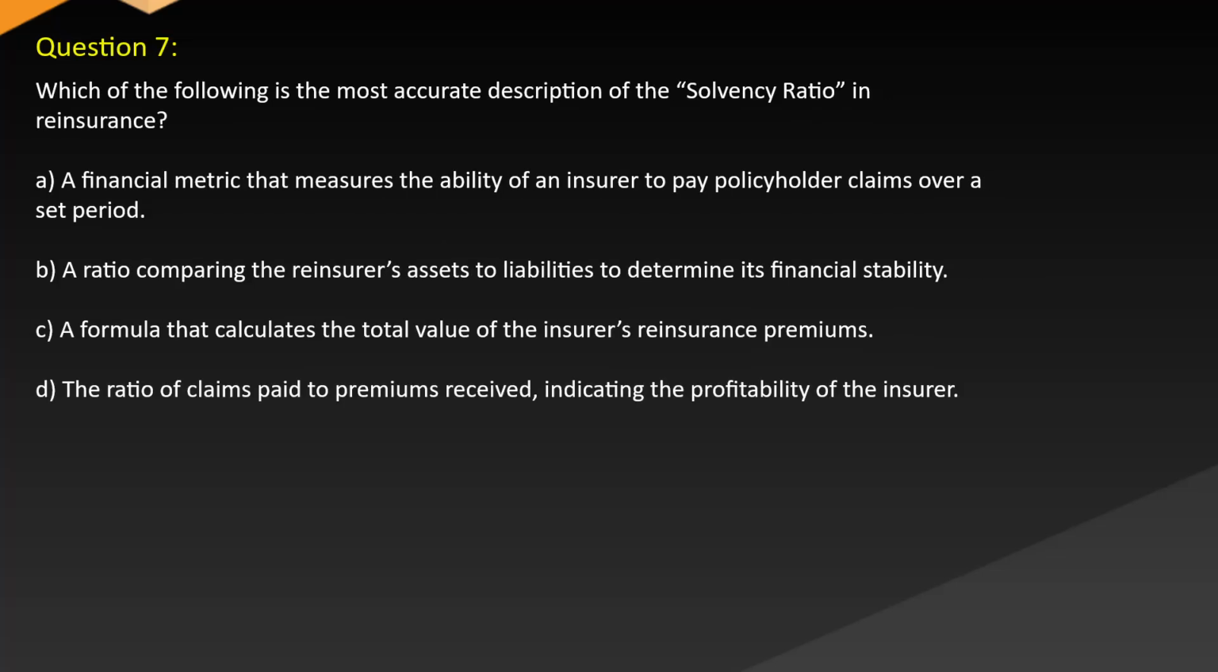Question 7. Which of the following is the most accurate description of the solvency ratio in reinsurance? A. A financial metric that measures the ability of an insurer to pay policyholder claims over a set period. B. A ratio comparing the reinsurer's assets to liabilities to determine its financial stability. C. A formula that calculates the total value of the insurer's reinsurance premiums. D. The ratio of claims paid to premiums received, indicating the profitability of the insurer.